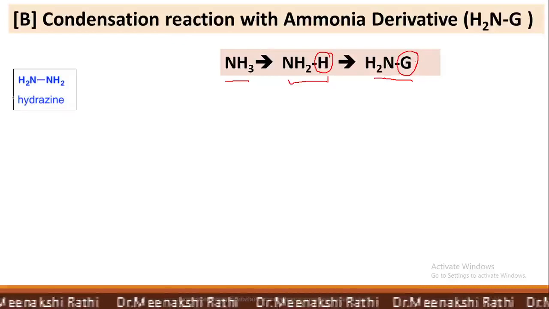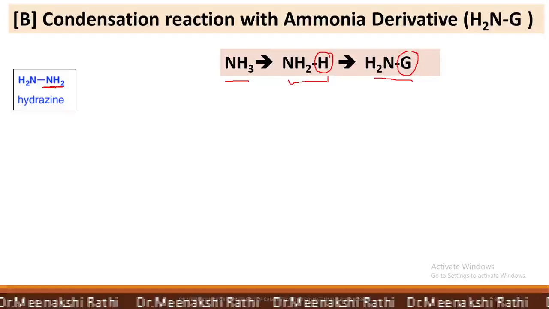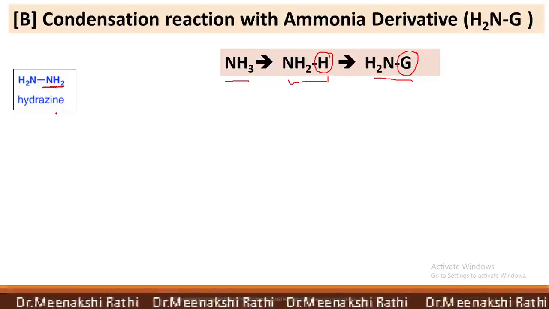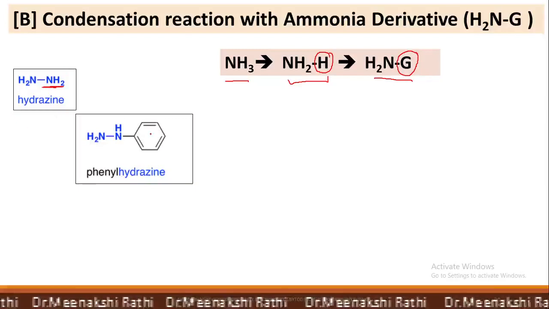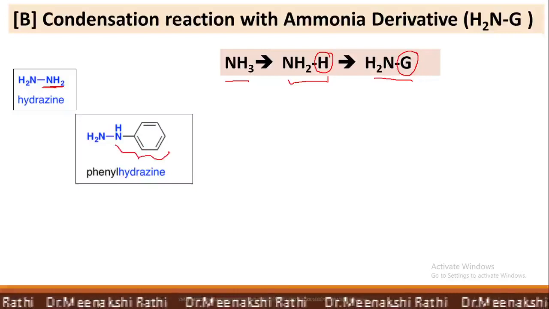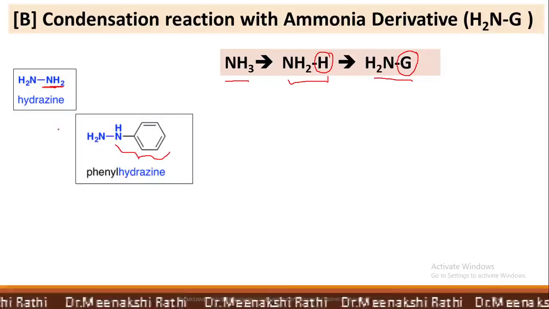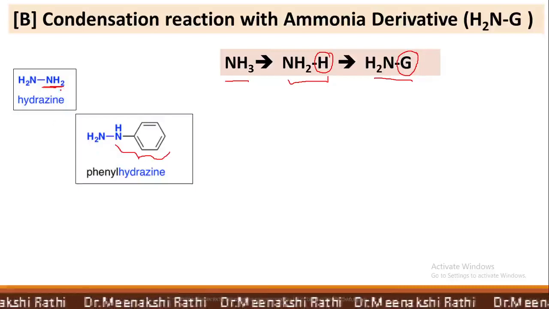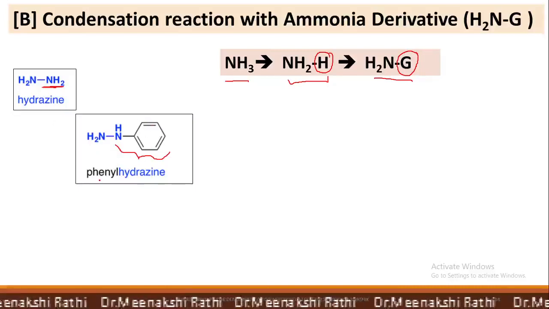The first one you can see is NH2NH2, means in place of G it is a NH2 group. Its name is hydrazine. Then NH2 NH benzene ring. So this is the other group. It is known as phenylhydrazine. You can see this is hydrazine NH2NH2. When hydrogen of hydrazine is replaced by benzene ring or phenyl ring, then it is known as phenylhydrazine.